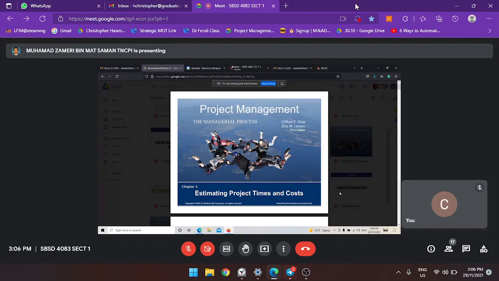For each activity, how long? Activity A, how long? Activity B, how long? How many days? Activity C, how many days? And then how about the cost? How much to carry out activity A? How much to carry out activity B, and so on? So there are two important parameters in project management: time and cost. Because these are two important parameters, you need to have very good knowledge of estimating, to make sure what you forecast and estimate is practical.